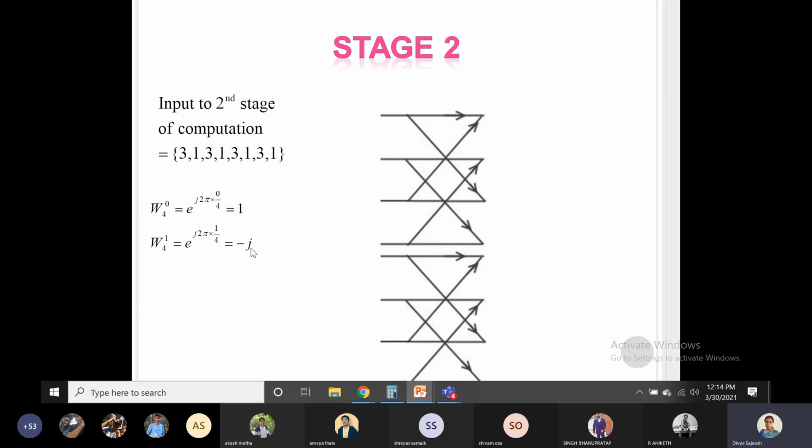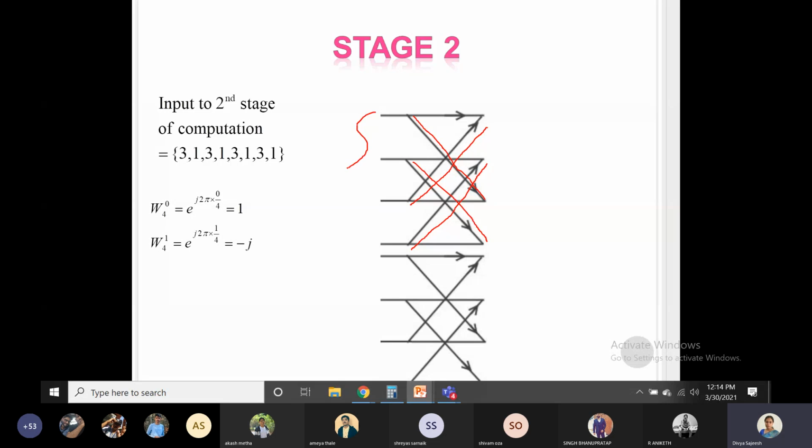Now see the change in the butterfly diagram in stage 2. We have clubbed 2 basic butterfly diagrams. In stage 2 we have clubbed 2 butterfly diagrams, and see how the lines are drawn. From the first the line is drawn to the third, from the second to the fourth, from the third to the first, and from the fourth to the second. This way you are drawing the stage 2 butterfly diagram.